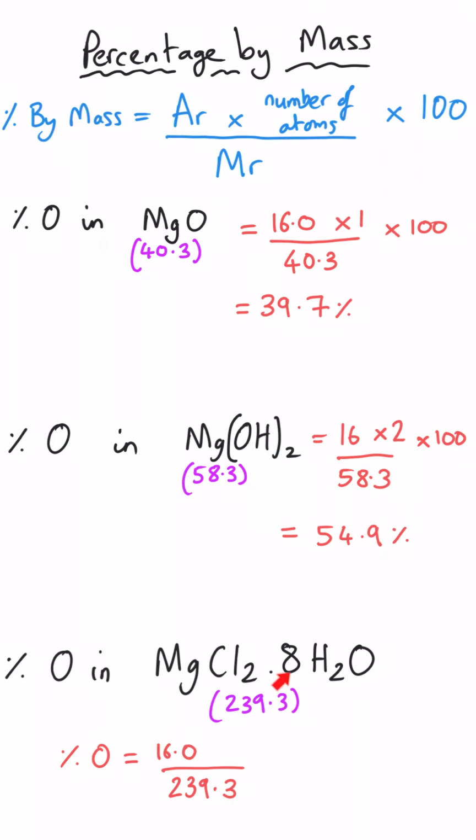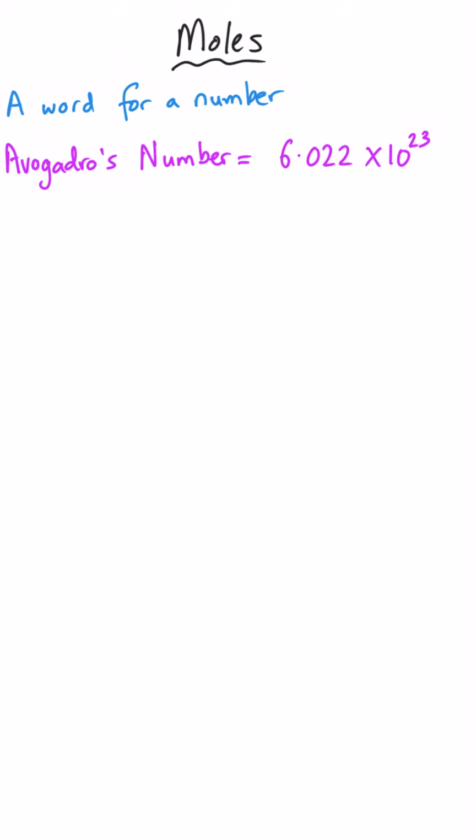We know that oxygen is 16, but there is an 8 there, so there are 8 oxygens in this compound. And so we need to do 8 multiplied by 16 and then divide that by 239.3, multiply that by 100 again, and we get 53.5% oxygen this time.